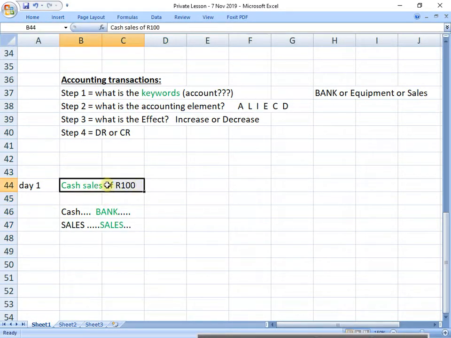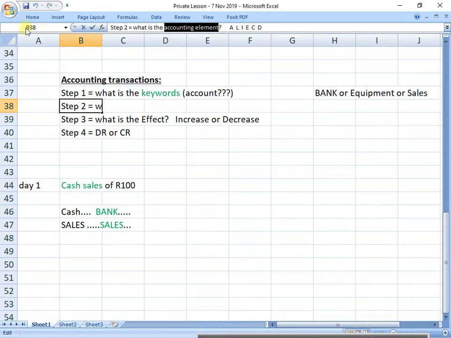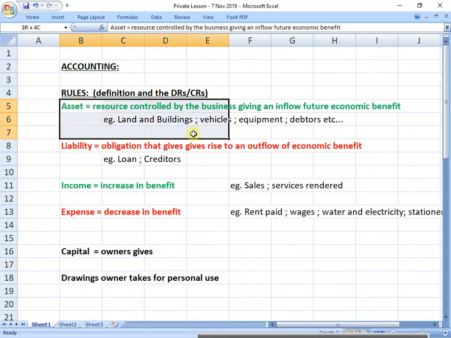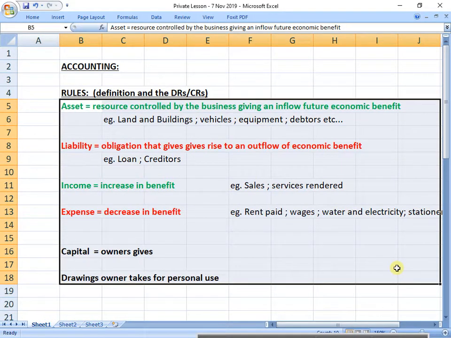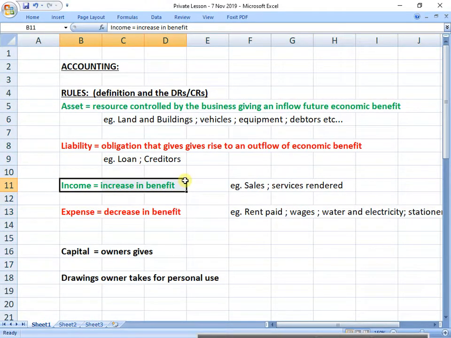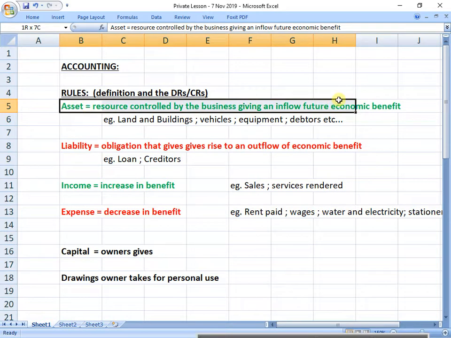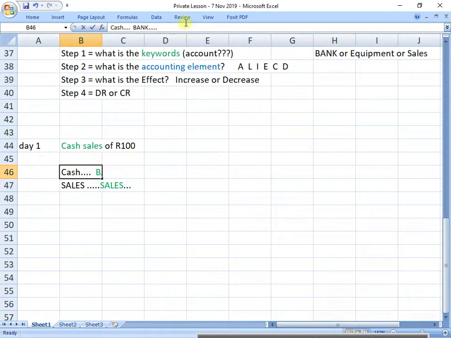Then we're looking at the transaction. What happened? Cash sales of 100. Do I know what the elements are? Let's test you. What is bank? Is bank an asset, a liability, income, expense, capital, drawings? It must be one of the six. Bank is something that you have. Do you have a bank account? Is it a resource to you? So there's the definition. It's an asset. Bank is an asset. There's step number two.